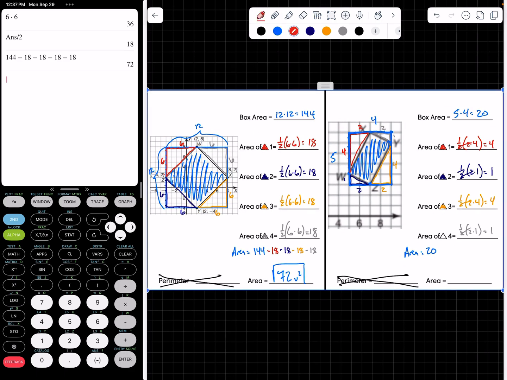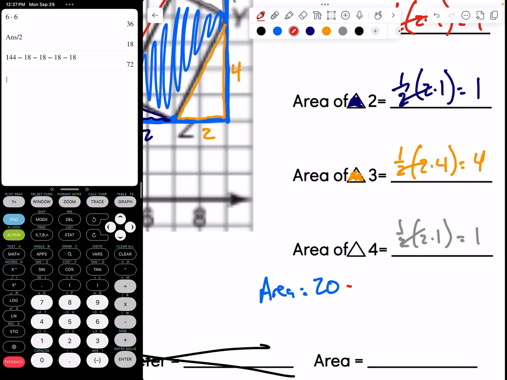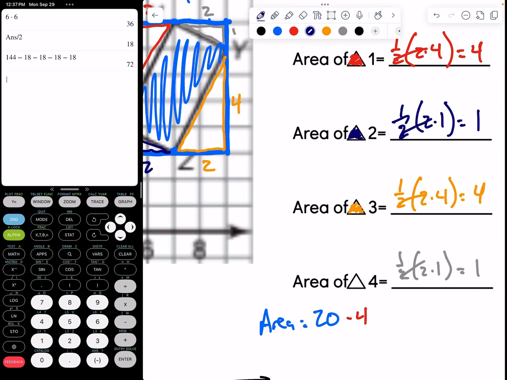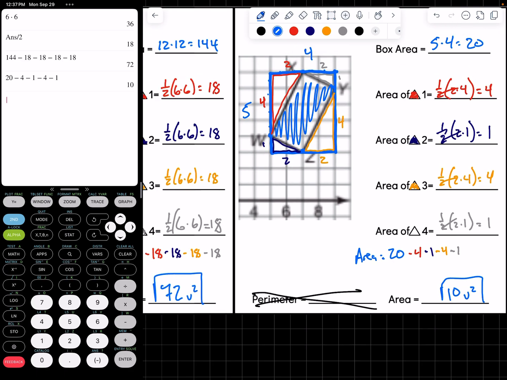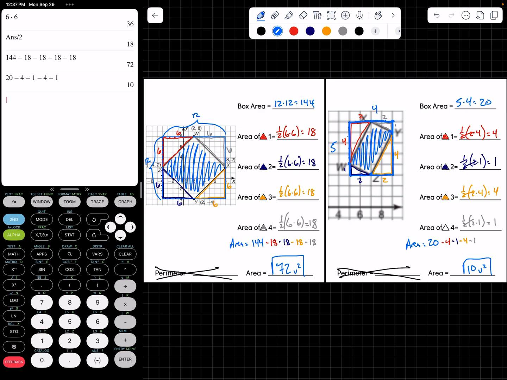So we subtract our 4, subtract 1, subtract 4, subtract 1, and we are left with 20 minus 4 minus 1 minus 4 minus 1. And we're left with 10 units squared as our area, which again should match our prior example. Just another way to solve for area. Doesn't really help us solve for perimeter, but it could be a little bit easier than using the Pythagorean theorem to help us solve for area.